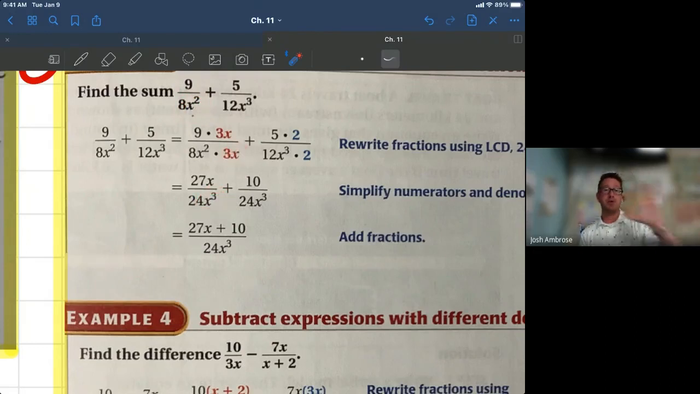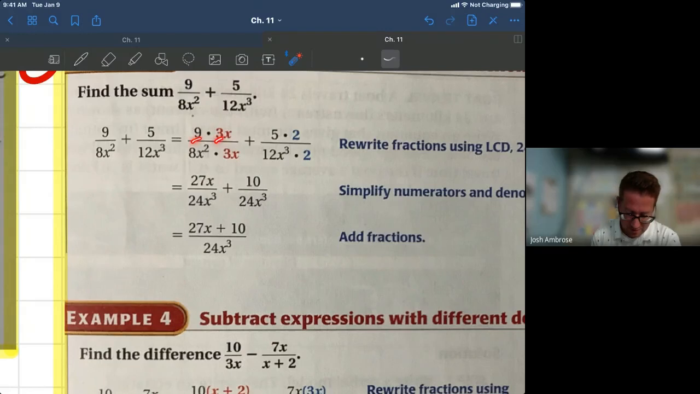I need both denominators to be identical. Okay? Now, this side with the 12 already had x to the third. I don't need to change that x. It's already the way it should be. But the 12 needs to be changed. I need this 12 to become 24. And that's why I'm going to multiply it by 2. And what you hopefully have already noticed, just like with regular fractions here, what you do to the denominator, you do to the numerator. So I'm multiplying the 9 by the 3x.